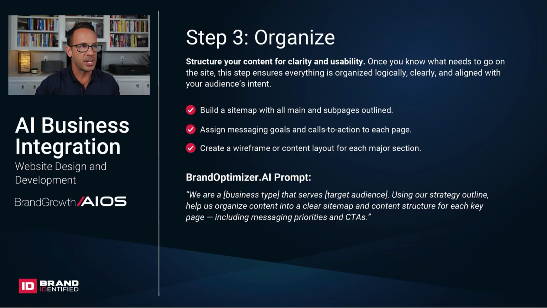So then moving on into step number 3, and that is to organize. Structure your content for clarity and usability. Once you know what needs to go on the website, this step ensures that everything is organized logically, clearly, and aligned with your audience's intent. So build a sitemap with all the main and sub pages outlined. Assign messaging goals and calls to action to each of those pages, and then create a wireframe or content layout for each of the major sections. And once again, for step number 3, I've given you a BrandOptimizer.ai prompt to help you out with this.